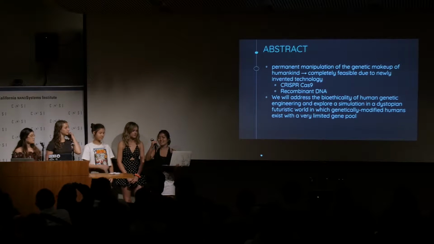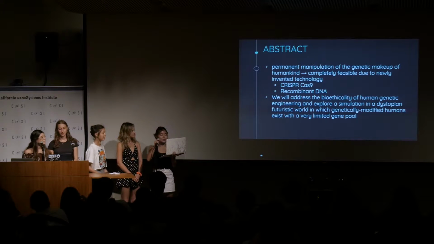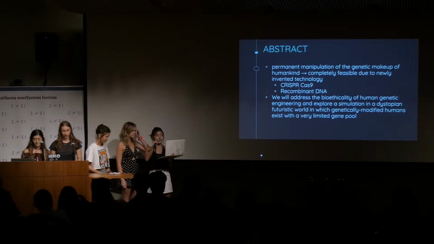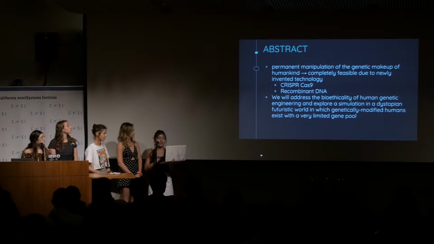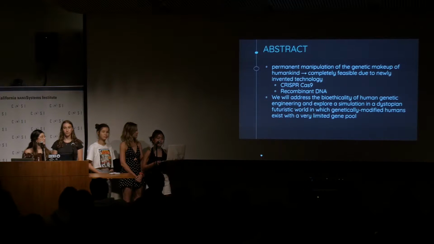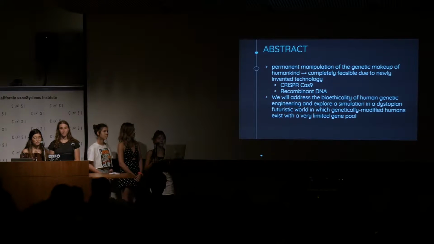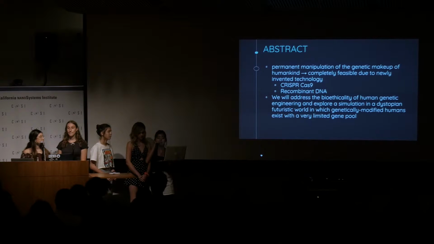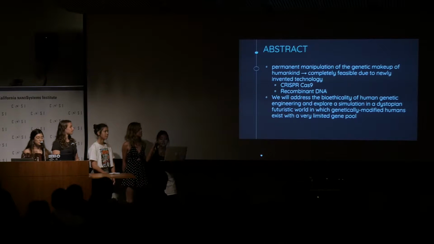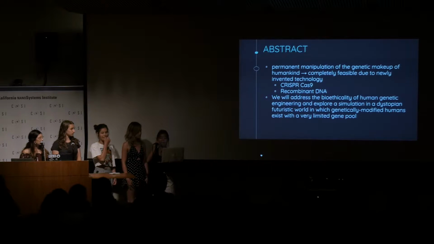Okay, so our abstract for our project. Due to newly introduced technologies such as CRISPR-Cas9, genetic engineering is a completely feasible possibility to alter the genome of organisms, primarily humans. Being able to directly manipulate the genetic makeup of humans is extremely controversial, as it defies the natural course of reproduction and raises many bioethical issues.